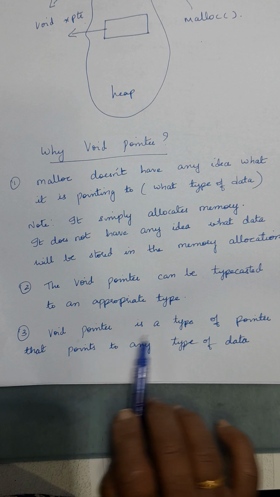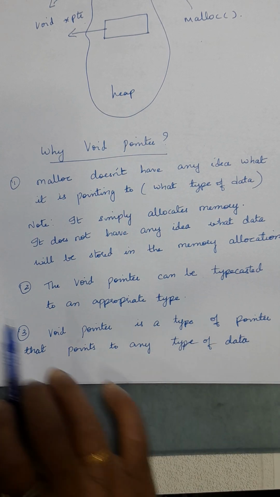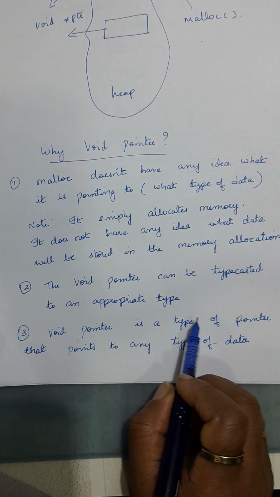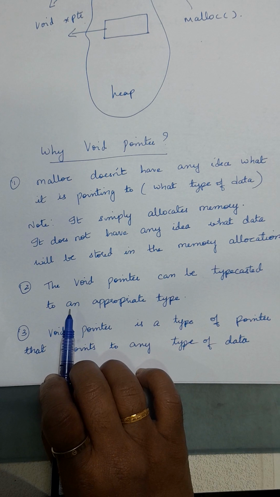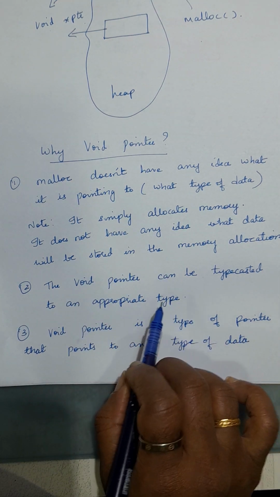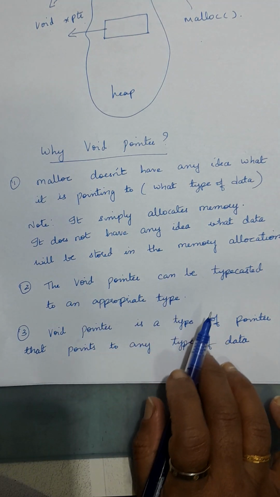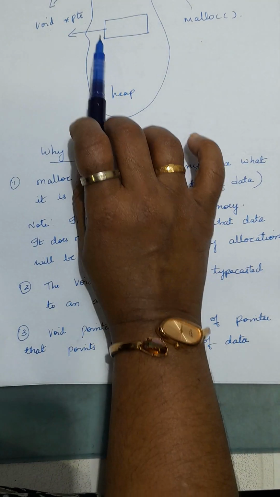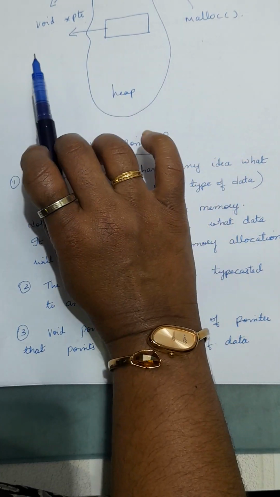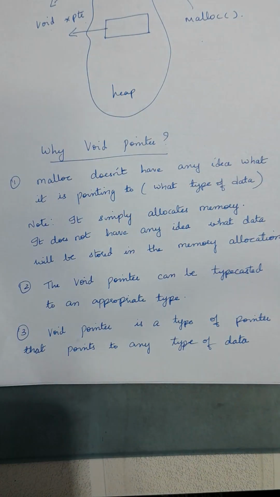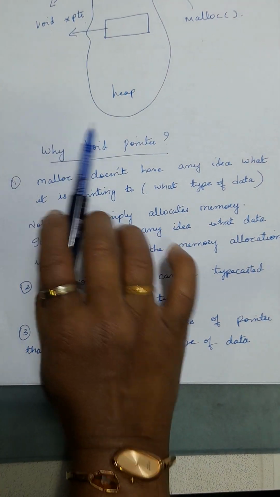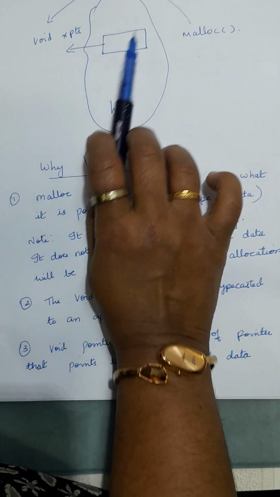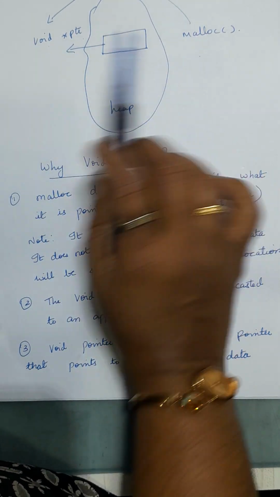Why void pointer? It is a type of pointer that points to any type of data. Any type of data can be stored once the memory is allocated using malloc. Later, the user can typecast to whatever type of data he wants. So the void pointer can be typecasted. Now you understood why void pointer? Because after allocating a single block of memory, malloc is not worried about what type of data should be stored within it. So it accepts any type of data. That's why it is a void pointer.